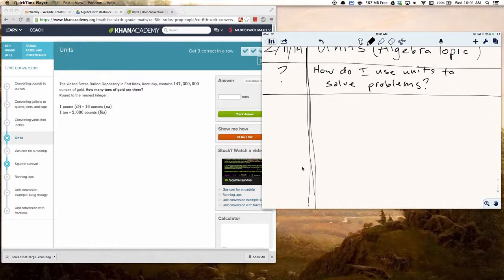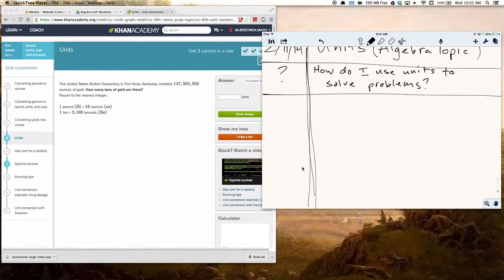Okay, so the problem I'm dealing with says the United States Bullion Depository in Fort Knox, Kentucky contains 147,300,000 ounces of gold. How many tons of gold are there? Okay, so we need to describe this amount of gold in tons rather than ounces. And so when I think about that, I'm not going to describe a different quantity. It's the same amount of gold in Fort Knox, but I want to say exactly how many tons there are. So I'm just talking about the same amount of gold in a new way. And we do something called unit analysis to figure that out.